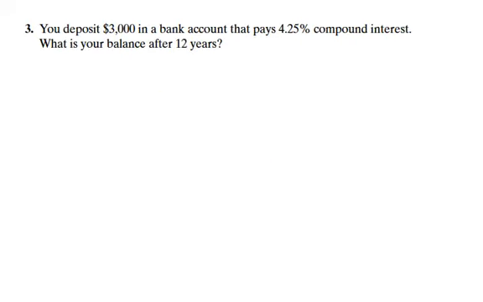You get to skip the quick check number 2 and go right to quick check number 3. You deposit $3,000 in a bank account that pays 4.25% compound interest. What is your balance after 12 years? I want you to try this problem on your own. Remember, we're finding the balance, and this is compound interest, so you're going to use the other formula. Be sure to write the formula first, work the problem, then start the video again to check your work.